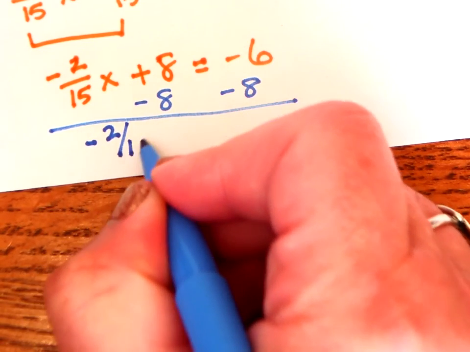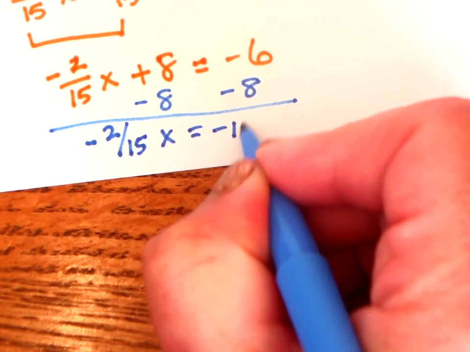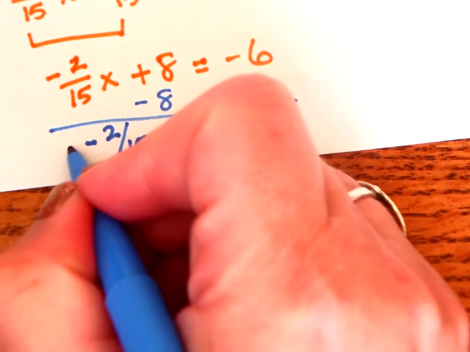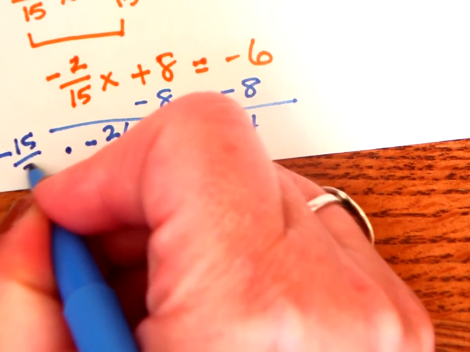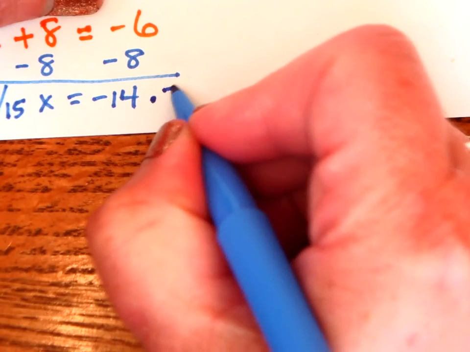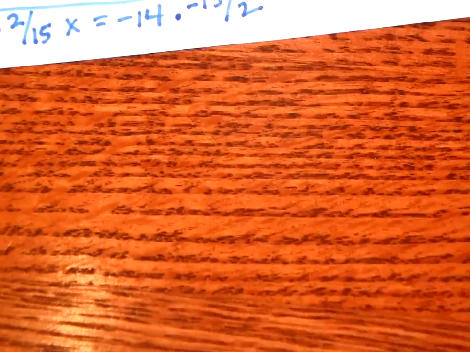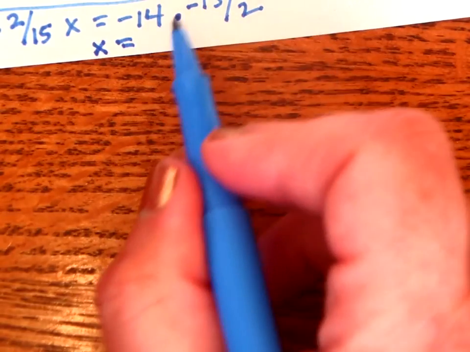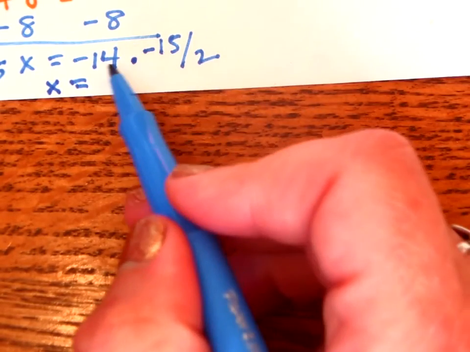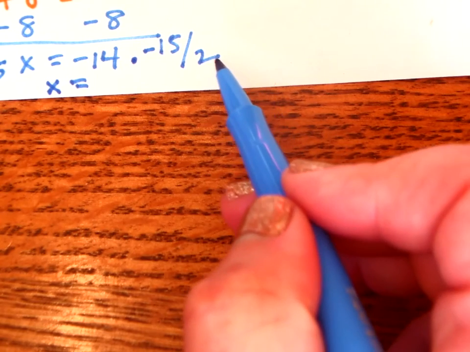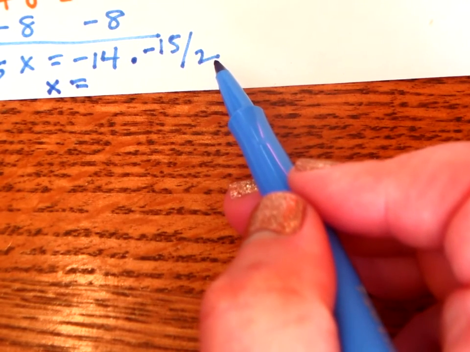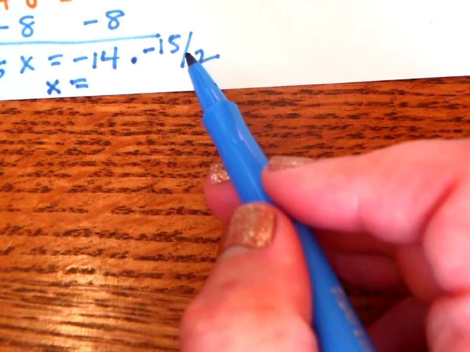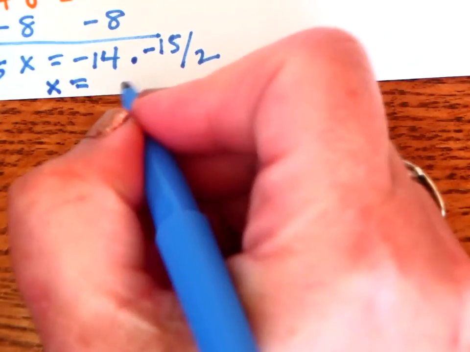Okay, so negative 2 over 15x equals negative 14. Okay, and then again, remember, I'm going to have to multiply by that reciprocal. Multiply by 15 halves, but in this case, a negative 15 halves. Okay, and barely any room there. So a negative times a negative, remember, is a positive. So negative 14 divided by 2 is negative 7. And then times that negative 15. So negative times a negative is a positive, and 7 times 15 is 105.